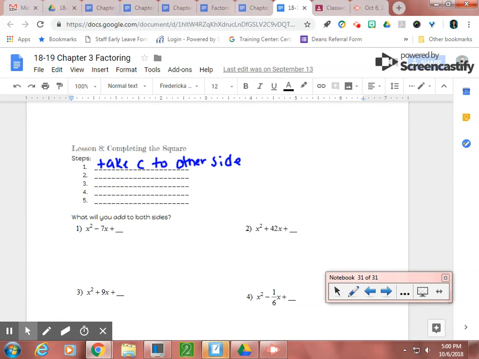Then I want to divide the middle term in half, and square it. The next thing, add it to both sides. That's important. Those could be broken up into different steps probably. Step 3 is to factor the left.